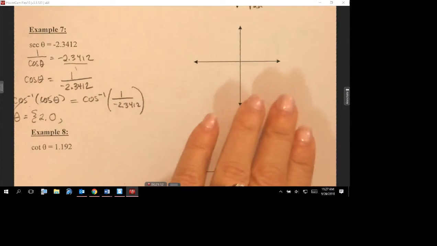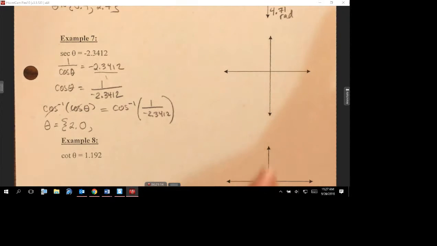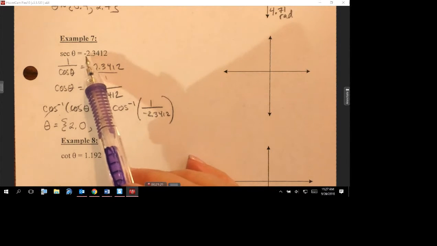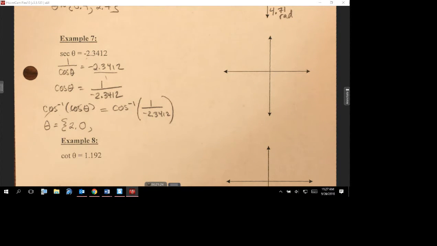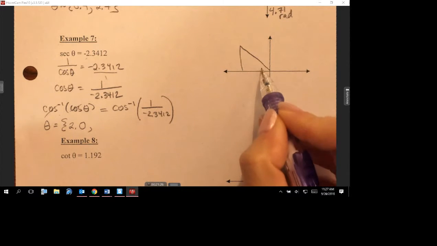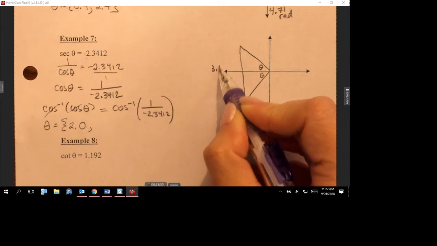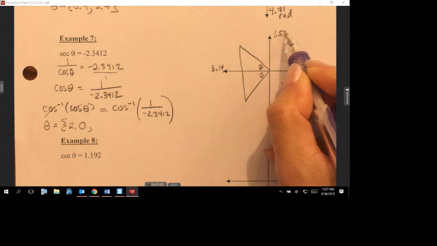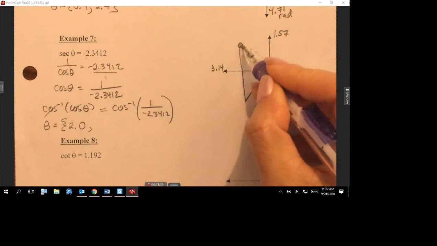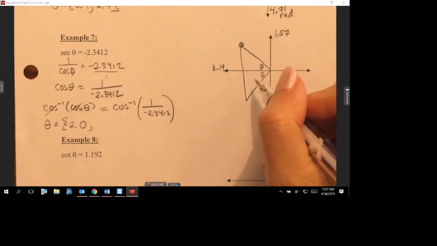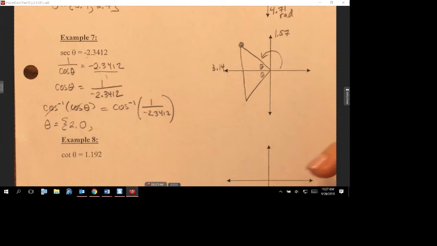Okay, so going back to my graph, I forgot to draw that first, so I could make sure I'm doing it right. Where is secant, which is cosine, where is it negative? In 2 and 3. So this is 3.14, up here is 1.57. Does 2 radians make sense for that? 2 radians fit between 1.57 and 3.14. Okay. Then this is 2.0-ish radians.